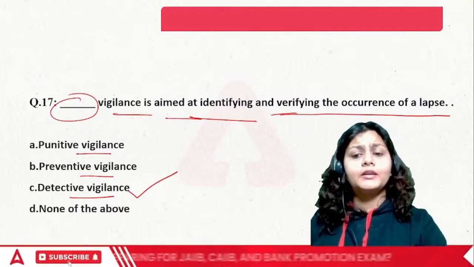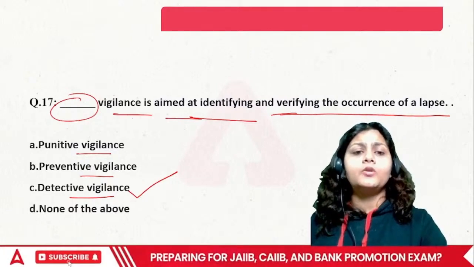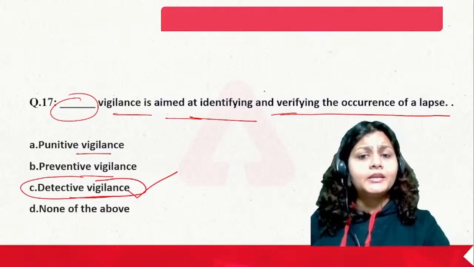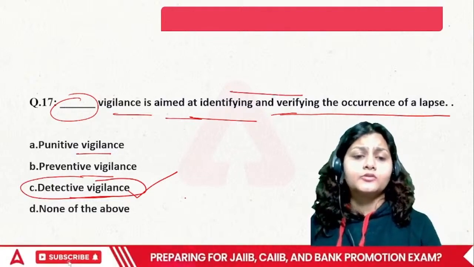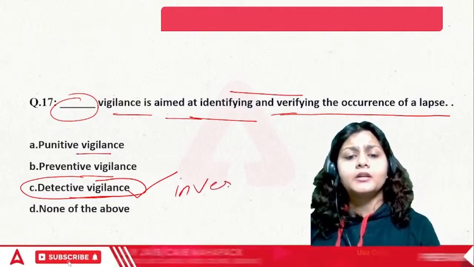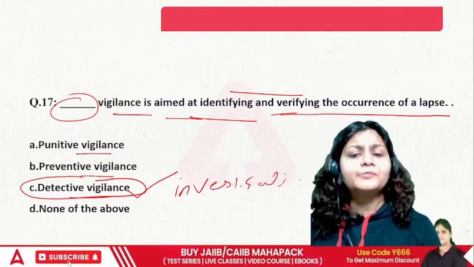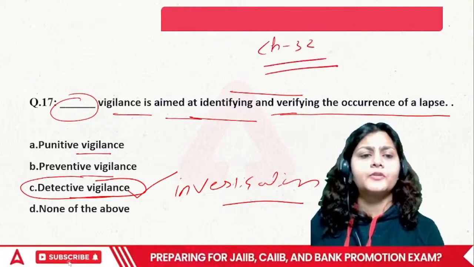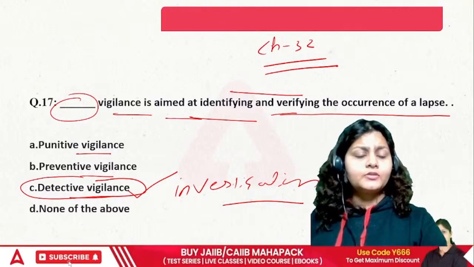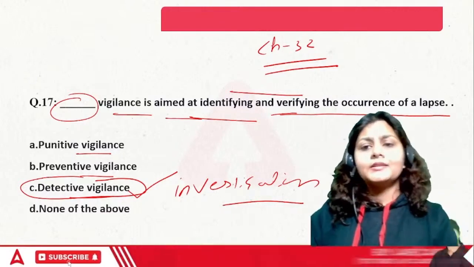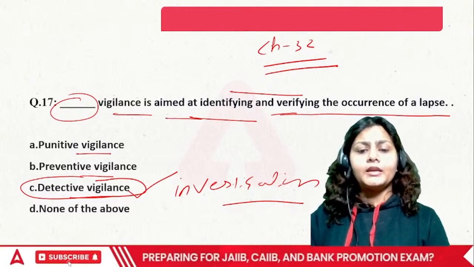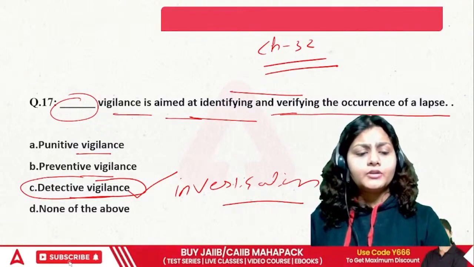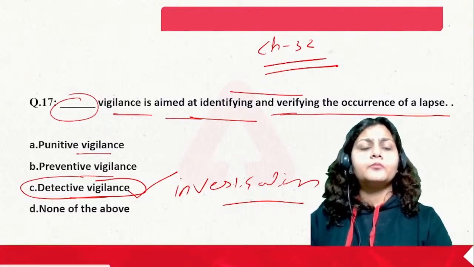In detective vigilance, we are trying to find out whether the fraud occurred or not, and identifying and verifying what actually occurred. So the investigation part comes in. I'll explain this procedure in the paid batch also. This is from your chapter 32, the last chapter of the module. We have done enough questions today, and I will conduct this session again the day after tomorrow, and we will continue with all the questions from module D itself.